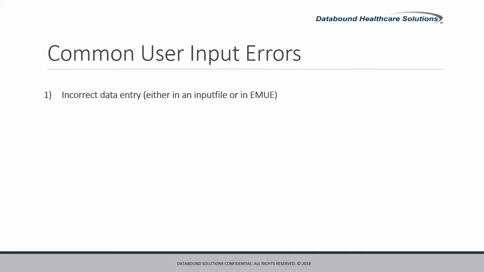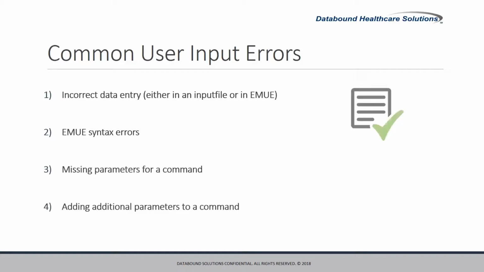Next one I have here is EMUE syntax errors. So this could be common, I think, with if statements. In if statements, there are parentheses, some items are separated by spaces, some items are separated by commas. Syntax errors could also be mixing up certain parameters. I think of the getExcel data command. There are up to 6 parameters, and some of those parameters are optional, so it's easy to get them confused. So my last 2 items here are missing parameters for a command or adding additional parameters as well.